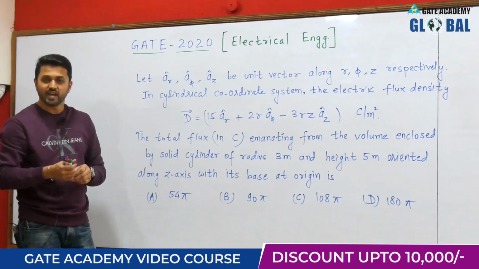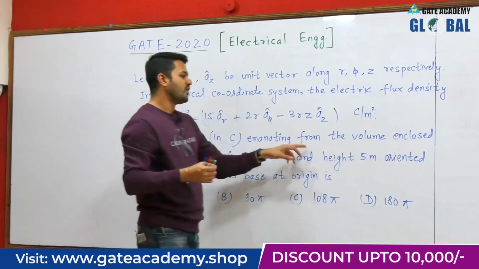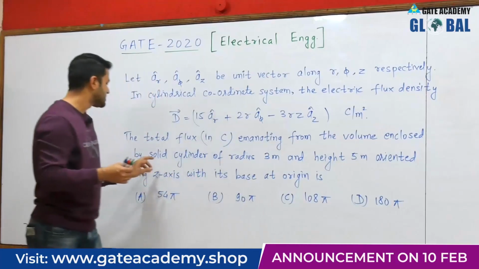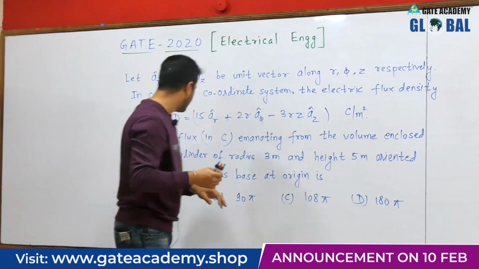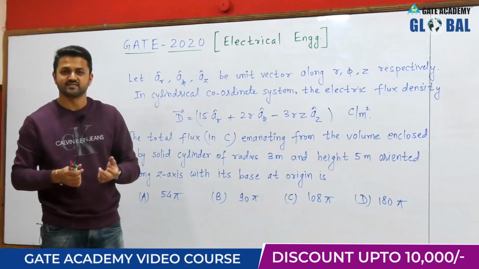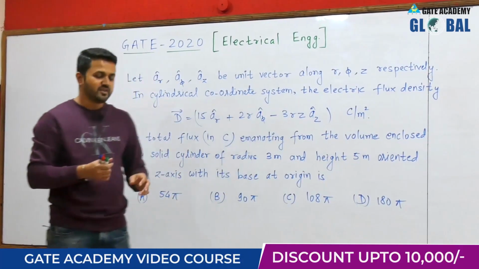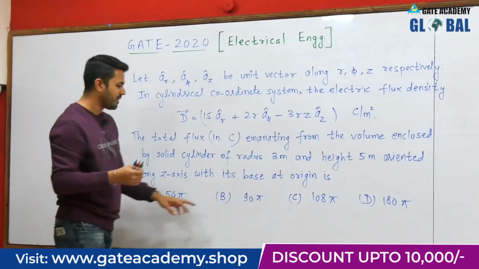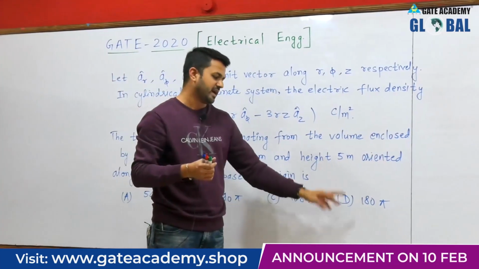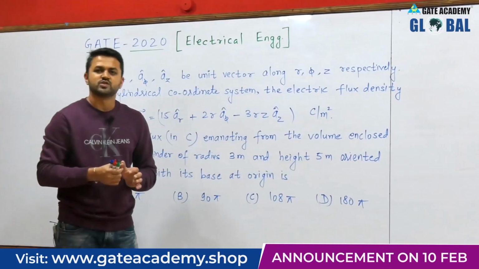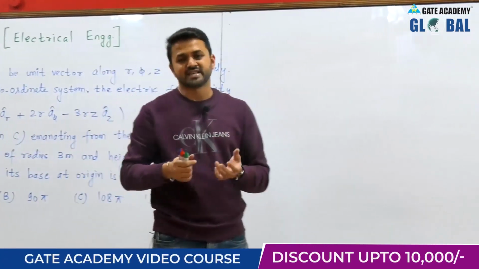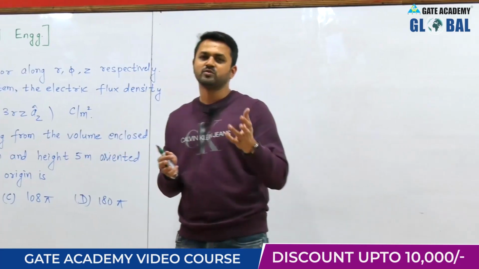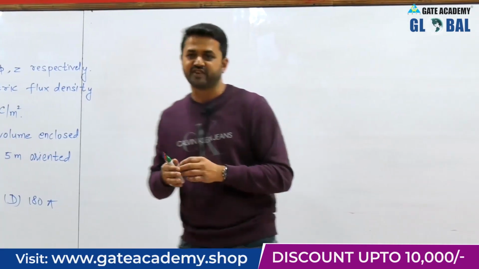The total flux in coulomb emanating from the volume enclosed by the solid cylinder of radius 3 and height 5 meter, oriented along the z-axis with its base at origin. We have four options: 54 pi, 90 pi, 108 pi, and option D is 180 pi. So we have to calculate the total flux passing through the volume, and the volume can be called the closed surface.